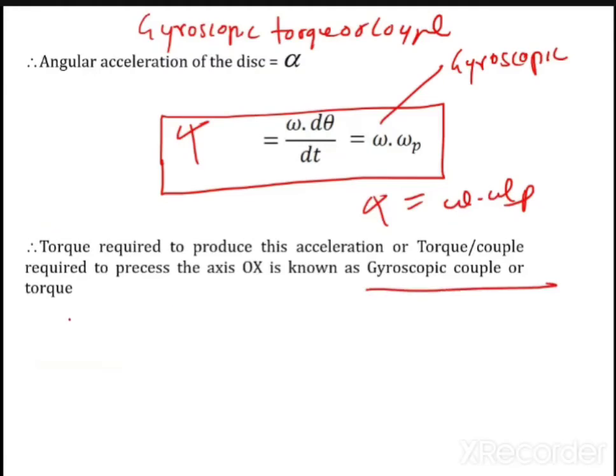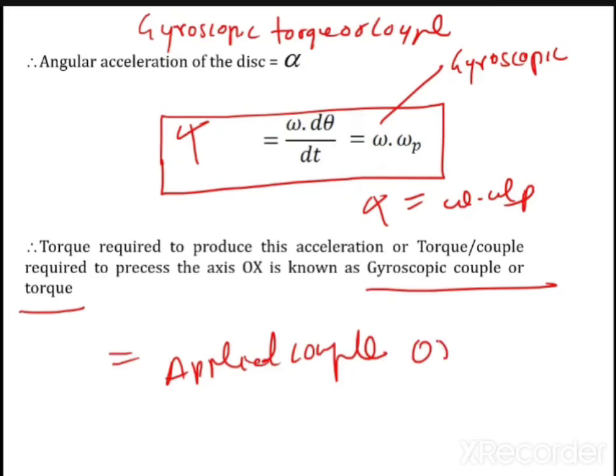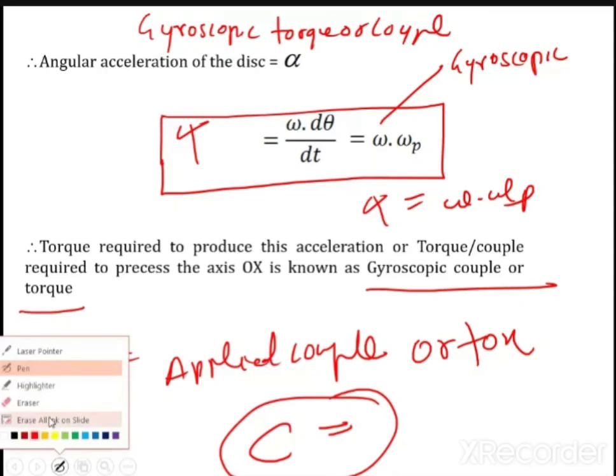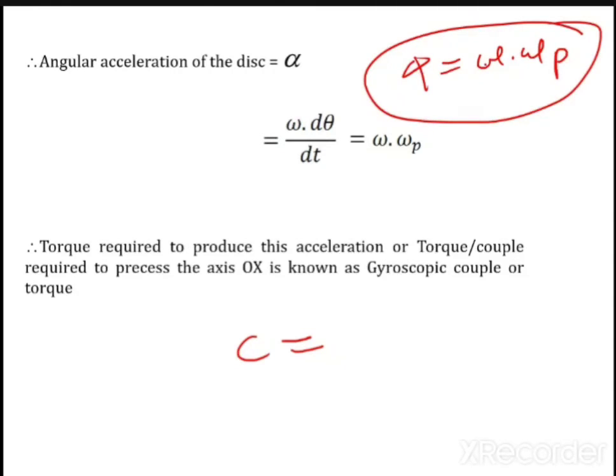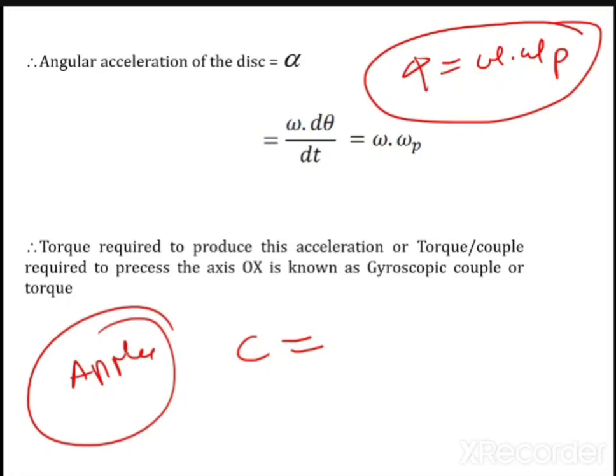So this gyroscopic couple or gyroscopic torque is also called an applied couple or applied torque, and it is denoted by C. And now what is your next aim? I have to calculate the formula for C. So I have calculated a formula for alpha, which is nothing but the gyroscopic acceleration, omega into omega p. Now to produce this acceleration, I have to apply some torque. So this torque is called C, which is called the applied torque. Okay. Now your next aim is to derive the formula. Okay, so C is nothing but a gyroscopic couple. It is denoted by C.